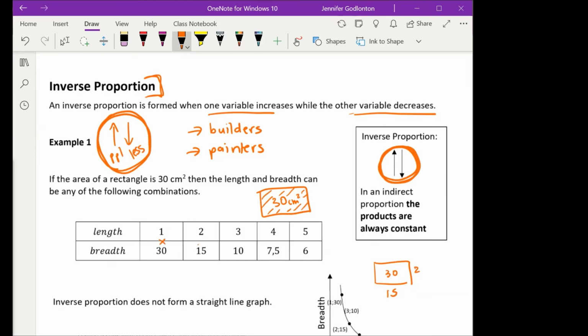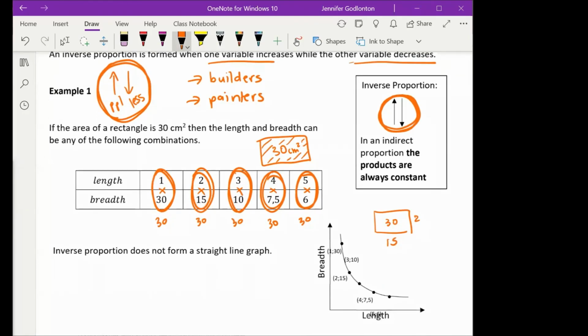So when we have inverse proportion and we multiply these together, we always need to get the same number. So 1 times 30 is 30, 2 times 15 is 30, 3 times 10 is 30, 4 times 7.5 is 30, 5 times 6 is 30. And it gives us something that we like to call a constant product.